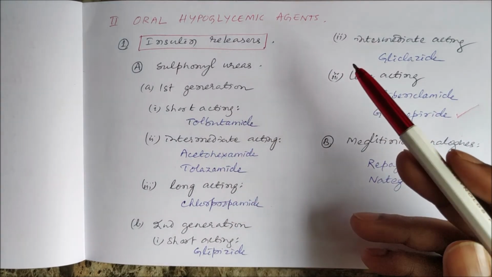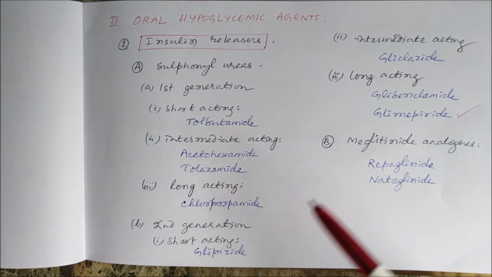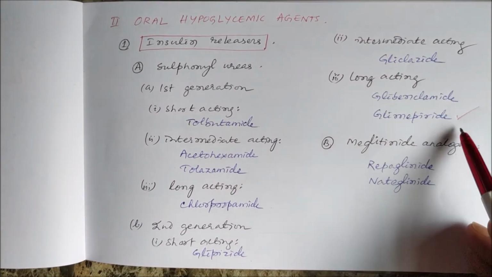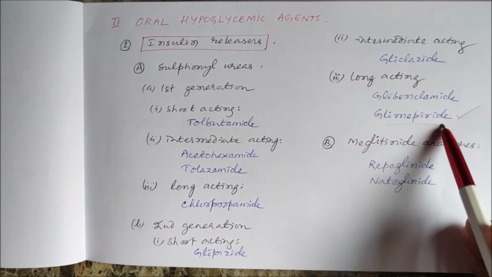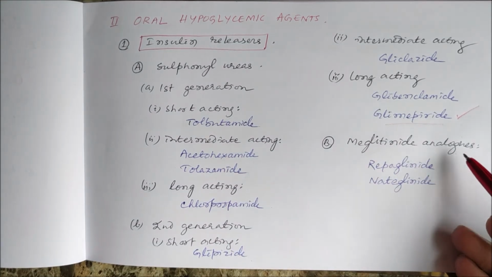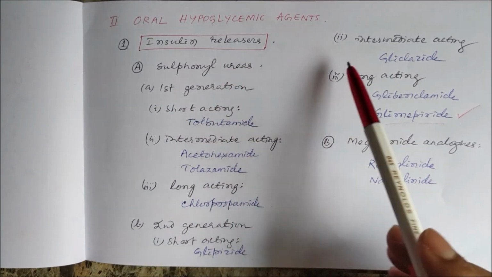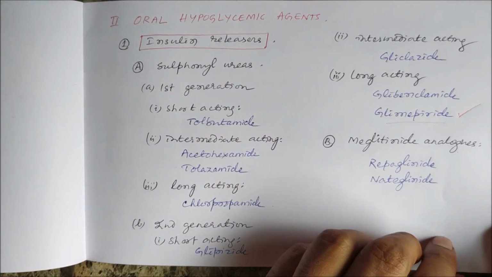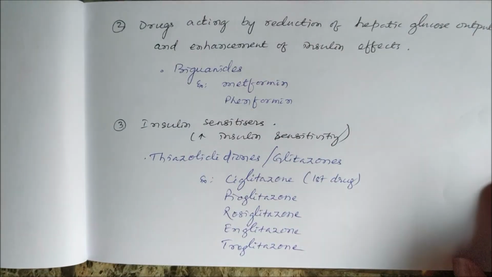These drugs are not used nowadays. Second generation, again based on duration of action, can be classified as short acting glipizide, intermediate acting gliclazide, long acting glibenclamide and glimepiride. Because of its long duration of action, glimepiride is the drug of choice nowadays among the sulfonylureas. And meglitinide analogs like repaglinide, nateglinide have the same mechanism as that of sulfonylureas. These drugs increase the release of insulin from the beta cells of the islets of Langerhans of the pancreas, so they are useful in type 2 diabetes mellitus.